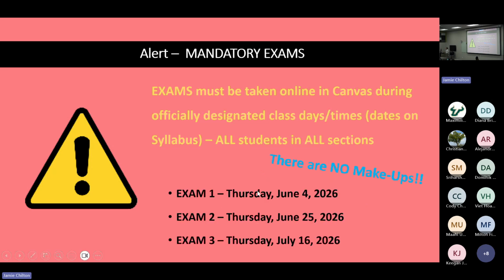Here, in case you haven't found the course schedule yet and you want to take a screenshot, here are your dates. So exam 1 is going to be Thursday, June 4th. We got exam 2, Thursday, June 25th. And then exam 3, Thursday, July 16th. So they're pretty evenly spaced as much as possible. You'll notice that they're all on Thursdays. So you can kind of get in a routine there.